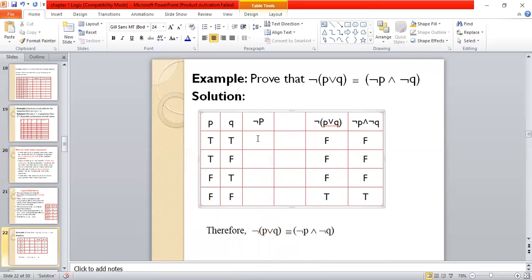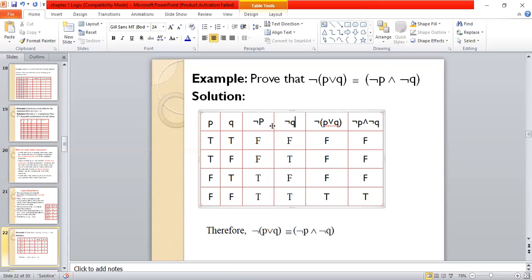Negation of P is false, false, true, true. Negation of Q is false, true, false, true. So we have the negation of P and the negation of Q.